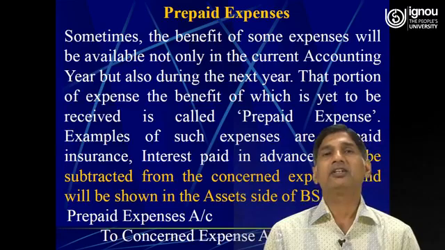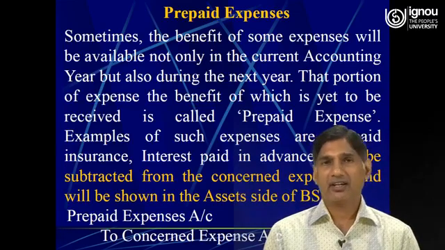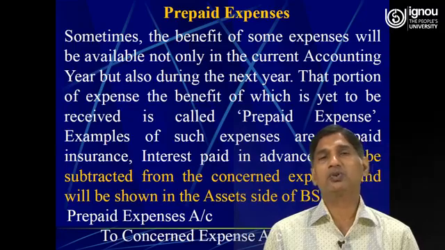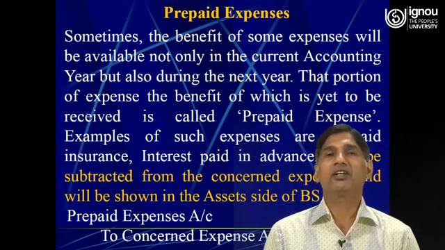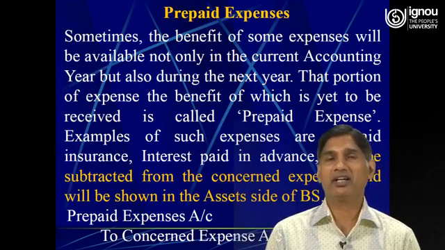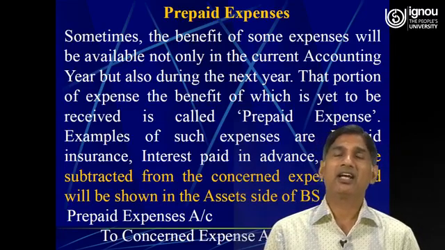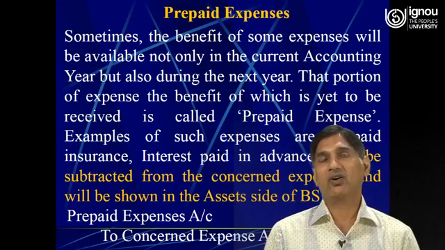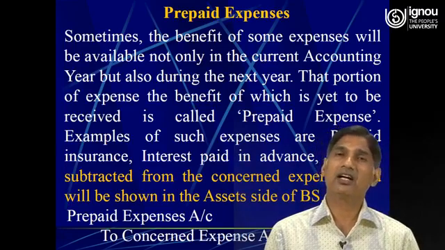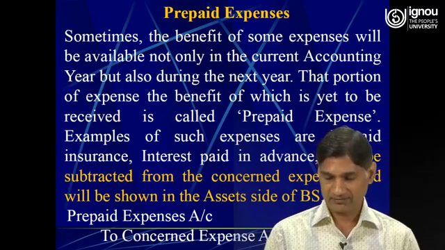So, insurance is a prepaid expense. This amount belongs to the business. Therefore, anything for which the benefit has not been taken yet will be treated as an asset for the business, and accordingly it will be shown in the asset side of the balance sheet under the head current asset.